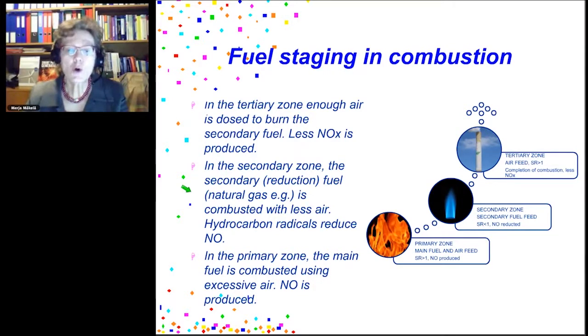In this zone, we have less air. The combustion is completed in the tertiary zone, and there we have enough air, and the stoichiometric ratio is more than 1. This fuel staging results in the reduction of total nitrogen oxides.